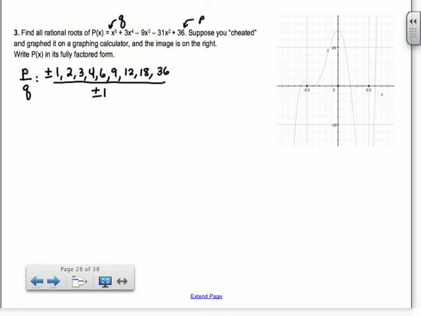You have 18 possibilities. When you have 18 possibilities, you do not want to check all 18 with synthetic division. It gets messy. So that's why I said, suppose you cheated and you graphed it on a graphing calculator. Do you guys all know how to graph a polynomial on the graphing calculator? Yes. So when you graph it on the graphing calculator, you're looking for when it's crossing the x-axis.